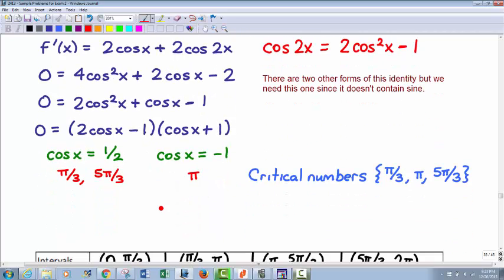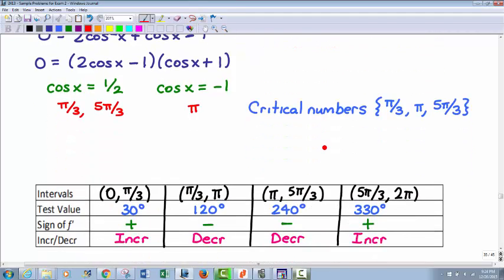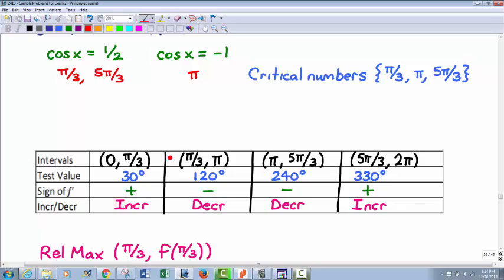So you look at your unit circle, you would see that cosine equals 1/2 at pi over 3 and 5 pi over 3. And cosine will equal negative 1 at pi. So all those ones are actually in your interval from 0 to 2 pi. So we have 3 critical numbers, pi over 3, pi, 5 pi over 3. So I come down to my sign chart. So I got them in there. See, pi over 3 is first, pi is second, 5 pi over 3 is third.